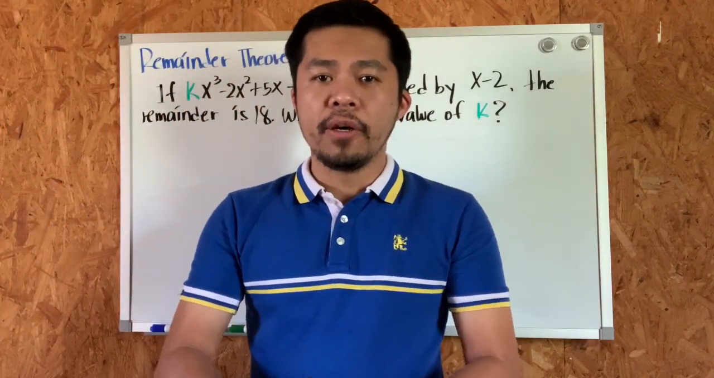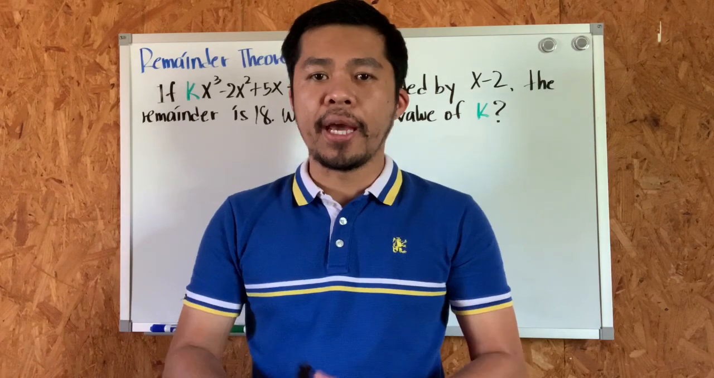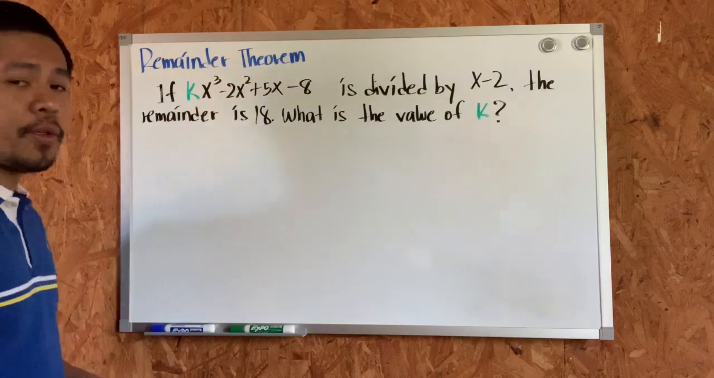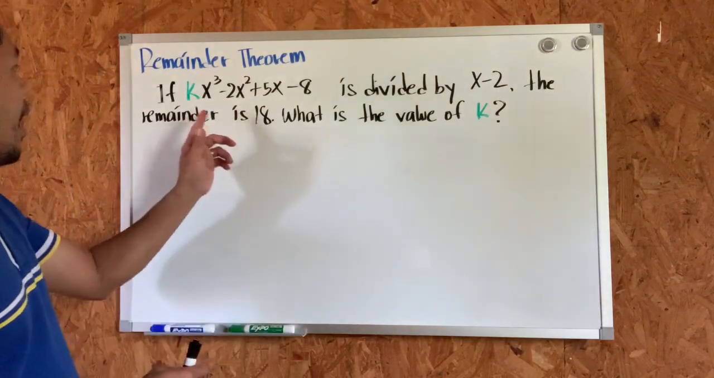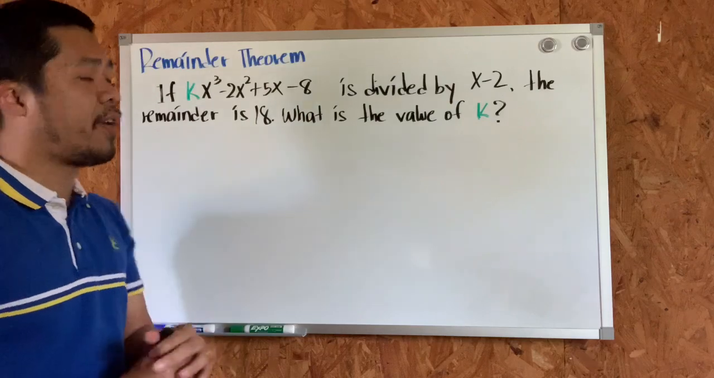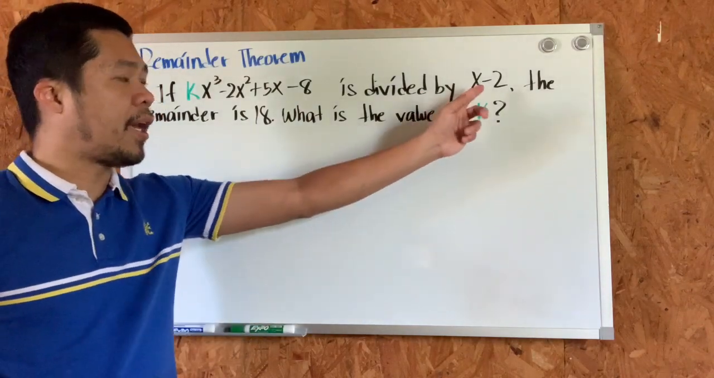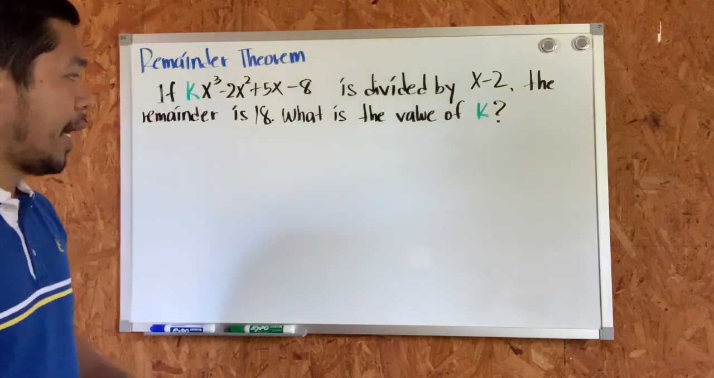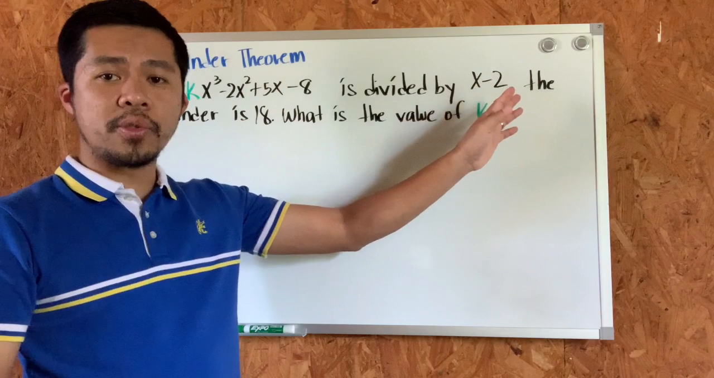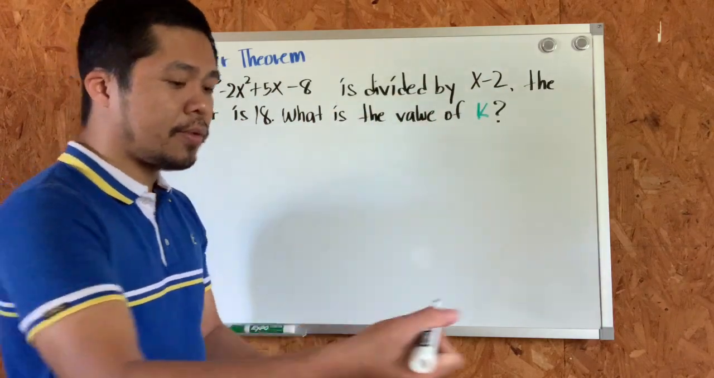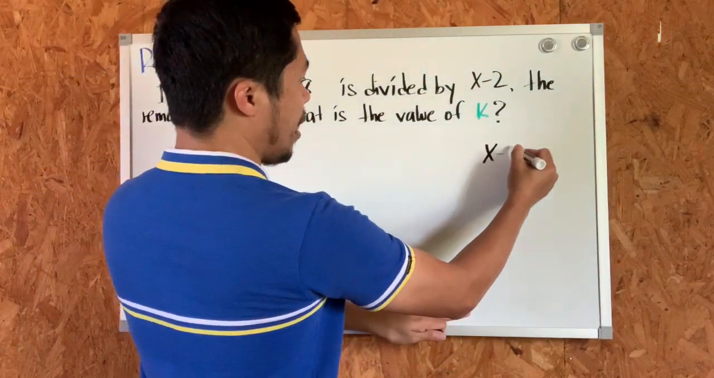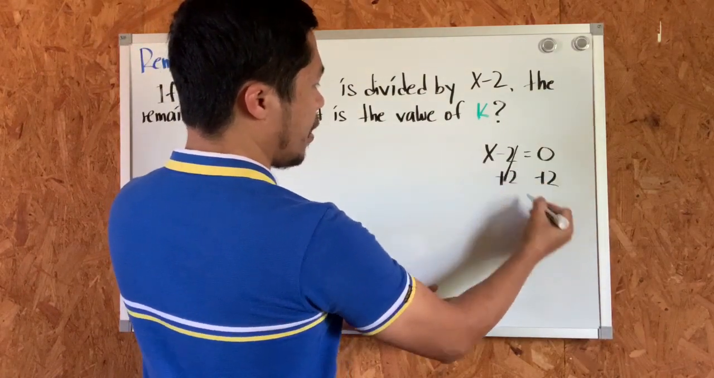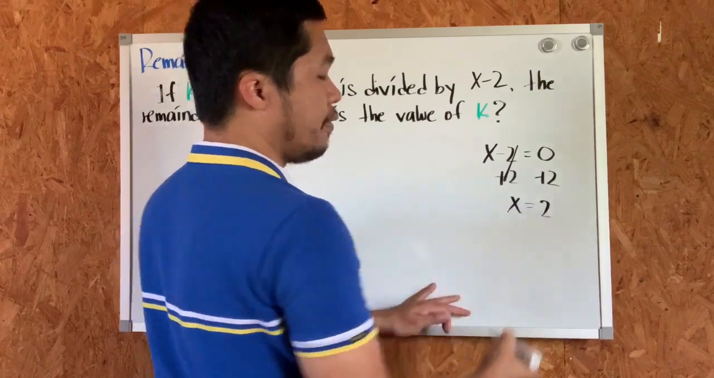Okay, let me give you another example of applying the remainder theorem in solving problems such as this one. So this time our polynomial is kx cubed minus 2x squared plus 5x minus 8 divided by x minus 2, and the remainder is 18. Now what's the value of k? So again, our divisor x minus 2, we will equate that to 0 and solve for x. This will be x minus 2 equals 0. So we add 2 on both sides. We cancel this. So x equals +2.